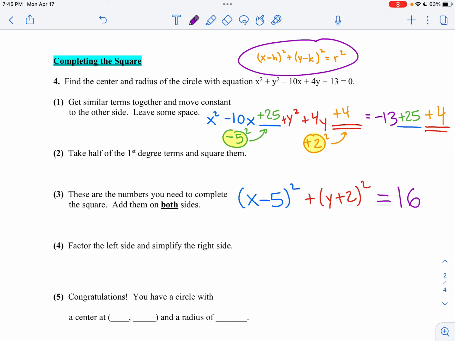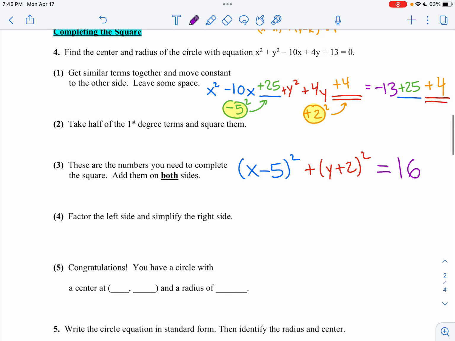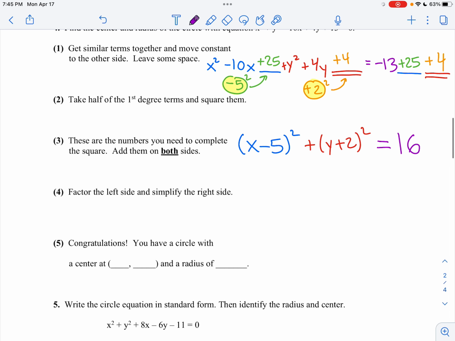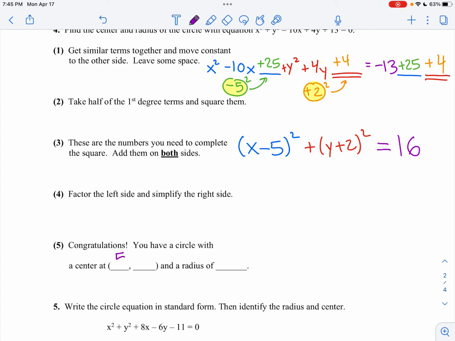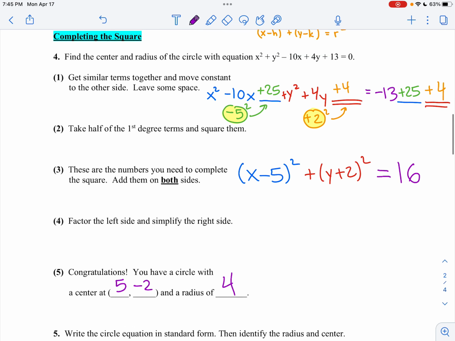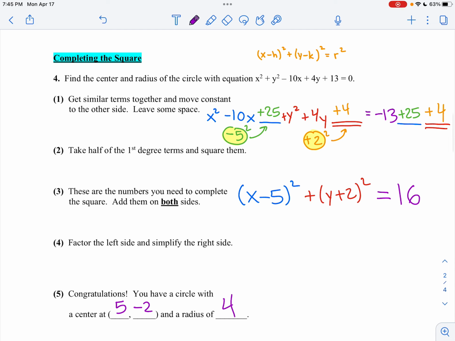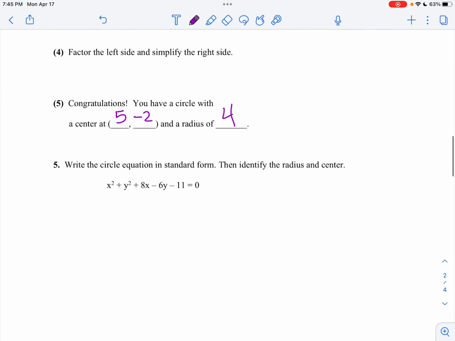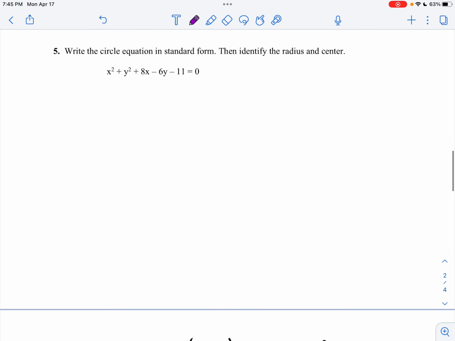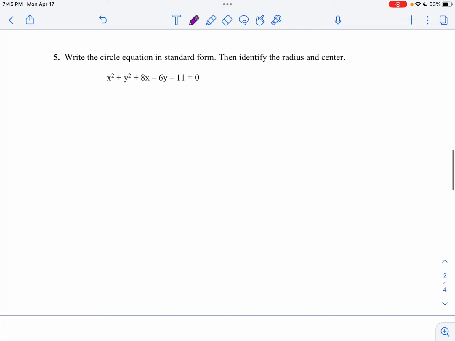Our goal was this. We just did it right here. And so now it says, congratulations, you have a circle with a center at 5, negative 2, and the radius is the square root of 16, which equals 4. So that's your first of many opportunities for completing the square. I'm going to encourage you now to pause the video for just a few minutes so you can try problem number 5.